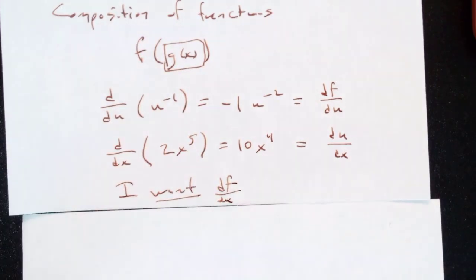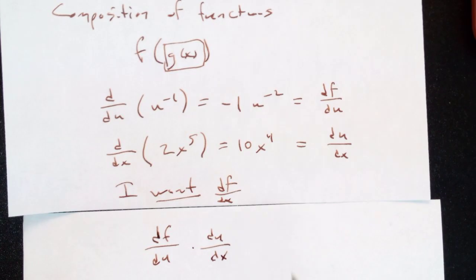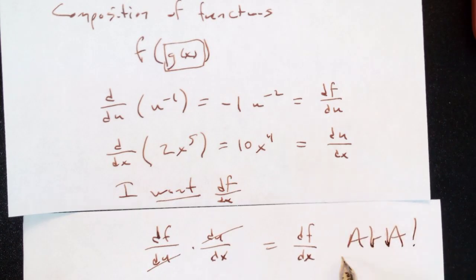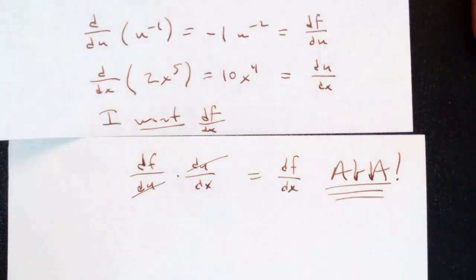And the pieces I have are df/du and du/dx. Hang on a minute. Fractions. If I take df/du and I multiply by du/dx, what happens to my du's? Holy crap, that works.